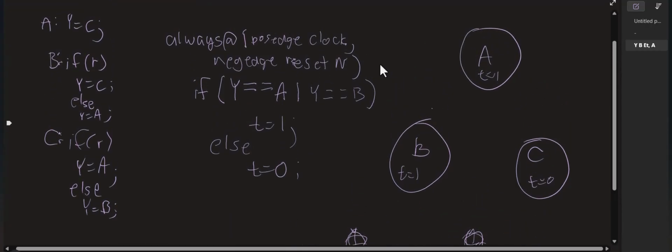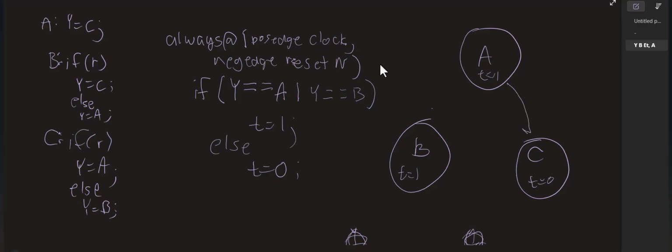Okay, and then my case statement just says from A, I go to C, regardless of my input. From B, if R is 1, I go to C. Else, I go to A. And from C, if R is 1, I go to A. And if R is 0, I go to B.